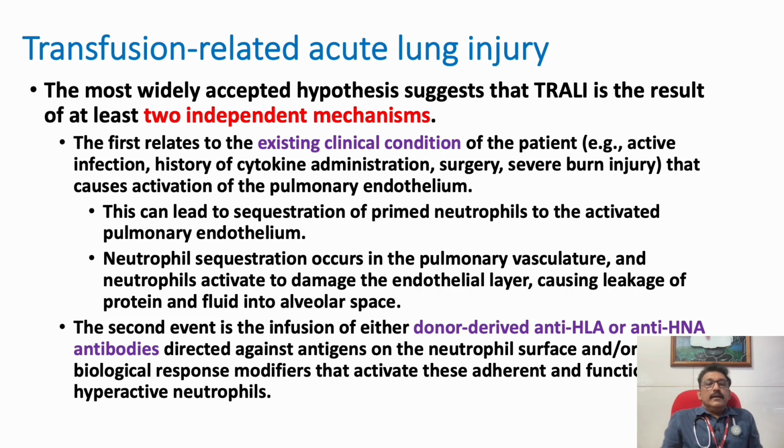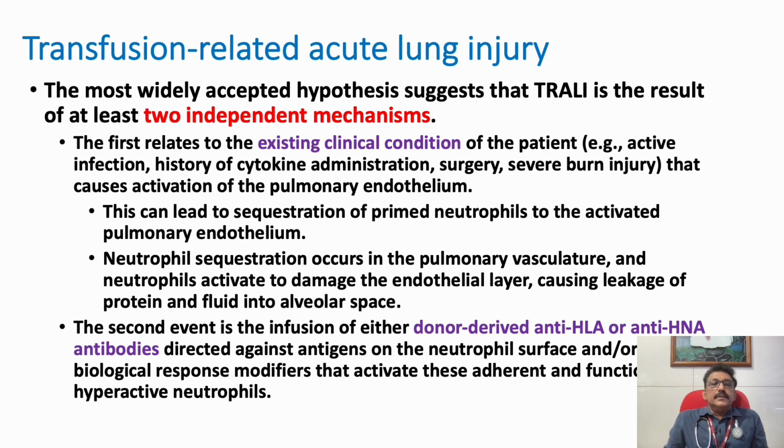The mechanism of TRALI, or transfusion-related acute lung injury, is a two-step mechanism. It is two independent mechanisms. One of the main mechanisms is donor-derived anti-HLA or anti-HNA antibodies directed against the antigens of the neutrophil surface, and they release a lot of inflammatory mediators. These inflammatory mediators produce acute lung injury through vascular leak.